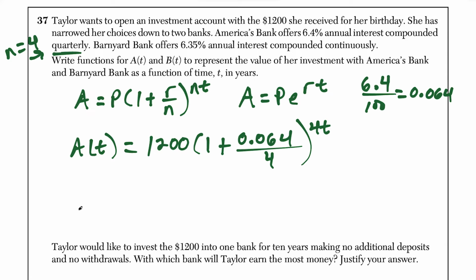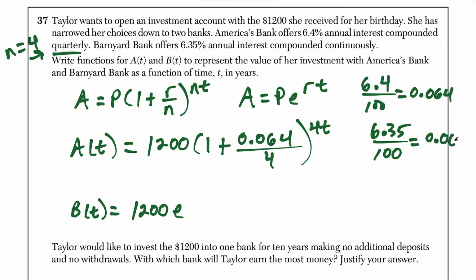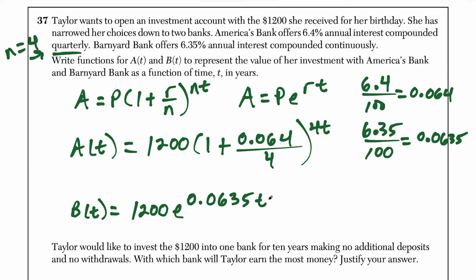And then for B(t), we're going to have A equals, so we have this formula we're using here. P is the principal value, the initial investment, $1,200, times e to the, and this time around we have a 6.35% interest rate. So we do 6.35 out of 100, and that's 0.0635. So that's our interest rate for the second bank here. I'll just move this over so we could see it. This is what's going to be plugged into the formula here, to the rt. So we have e to the 0.0635 times t. And what I'll do is I'll just simplify this part in A of T.